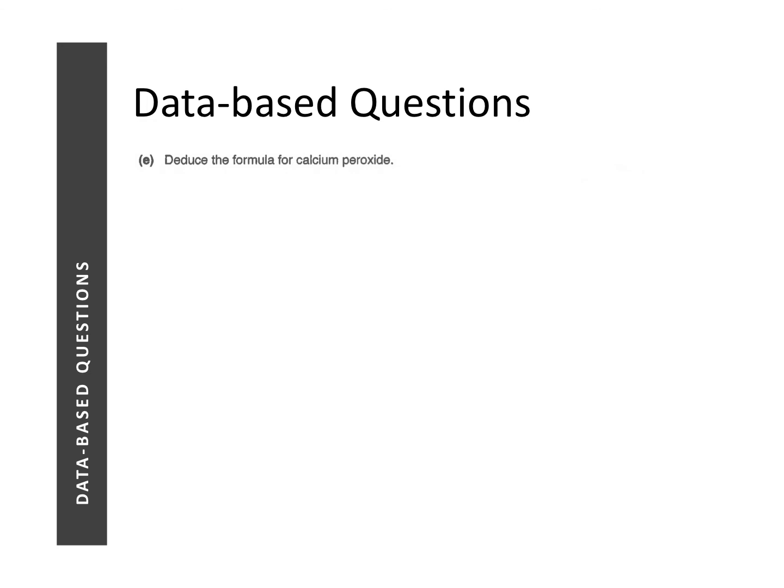Now the next question requires you to deduce the formula for calcium peroxide. So the keyword in this question is peroxide. So which part of the passage talks about peroxide? It will be the part on hydrogen peroxide. Recall that you are given the structure of hydrogen peroxide, and they went on to tell you that the oxidation state of oxygen in hydrogen peroxide is -1.